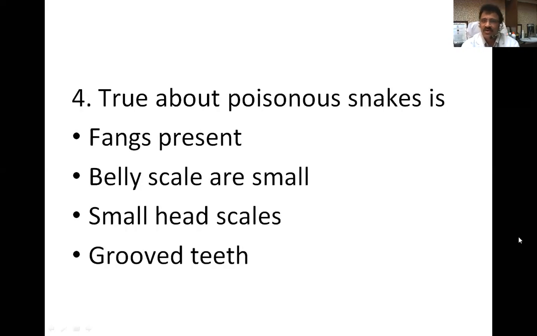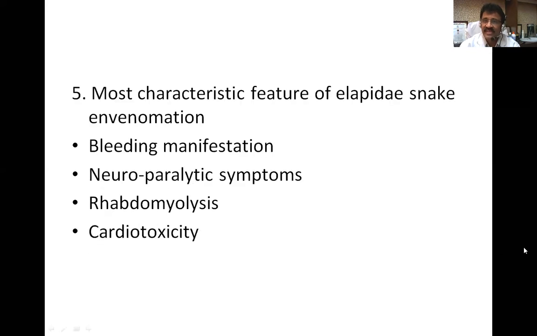And what is true about the poisonous snakes is that fangs are present, belly scales are long, small head scales, grooved teeth. True about poisonous snakes, almost all have fangs present, but belly scales are small, or small head scales. We have to consider these two. That means belly scales are small. We have to skip this. The most characteristic feature of elapid snake envenomation is neuroparalytic symptoms, because it is a neurotoxic snake.